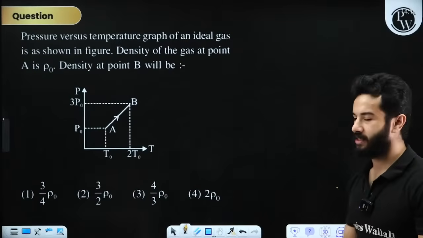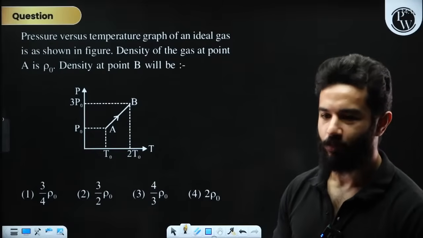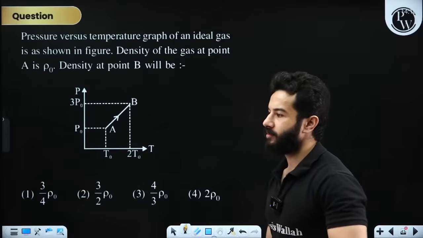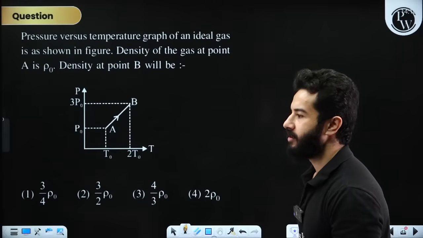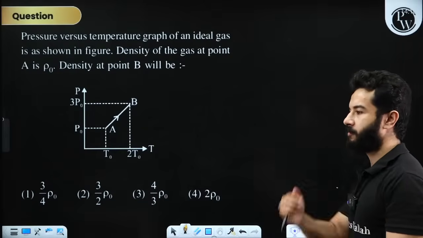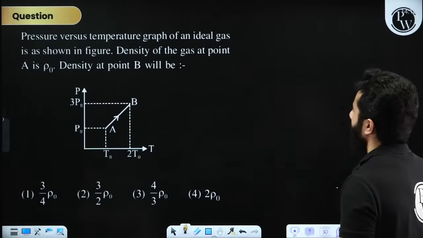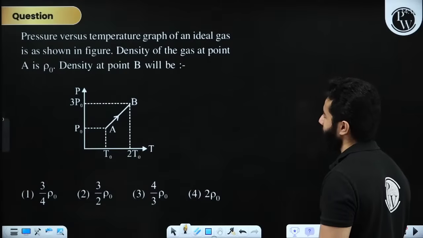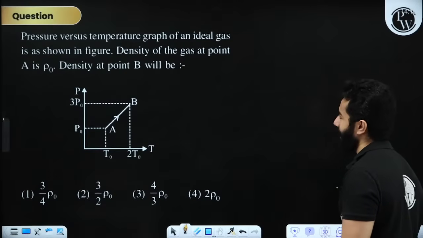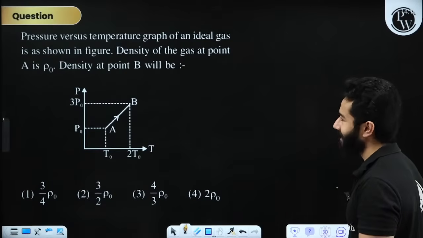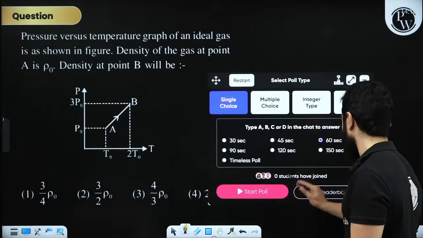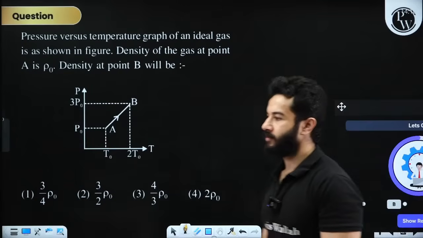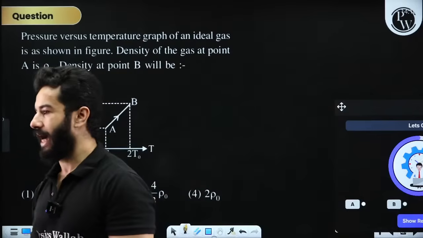Next question is this. Some questions from thermodynamics as well. Be quick. Pressure versus temperature graph of an ideal gas is as shown in the figure. Density of the gas at point A is rho naught. Density at point B will be. Let's start. 60 seconds. Be quick. You have to find out the density at point B.